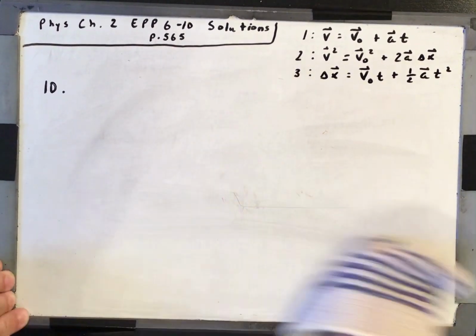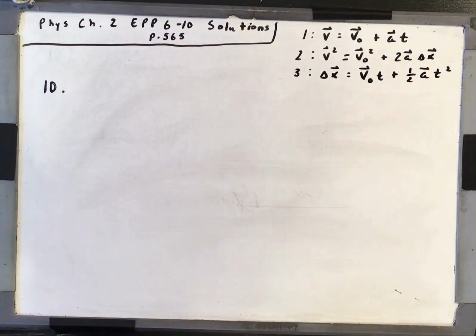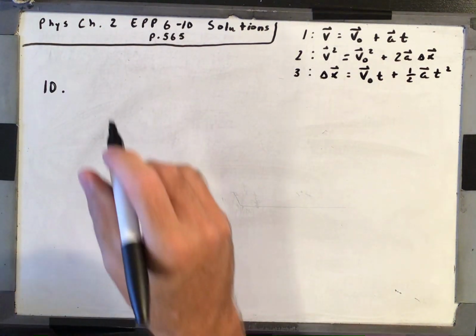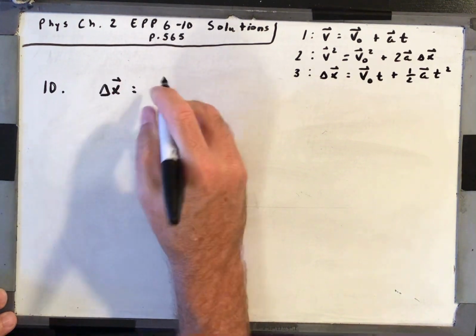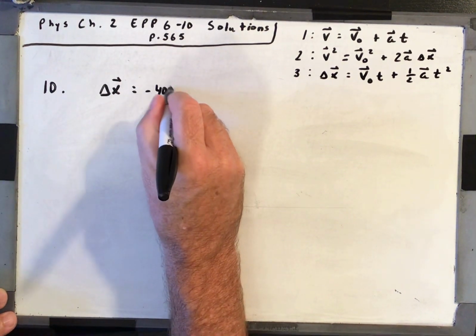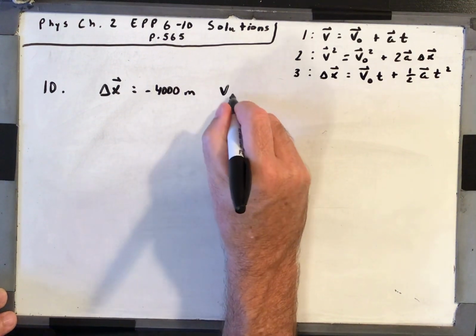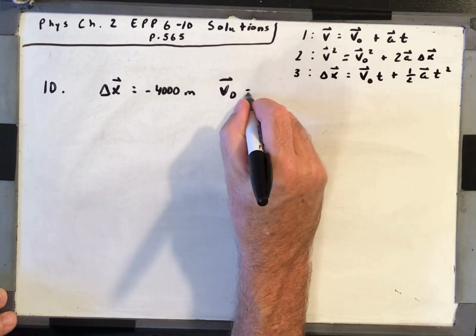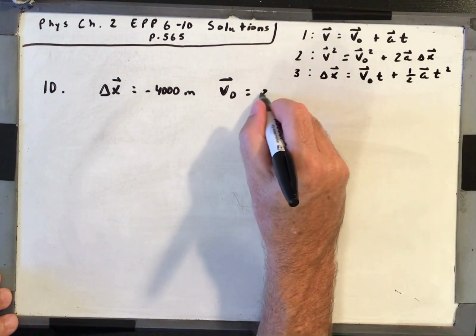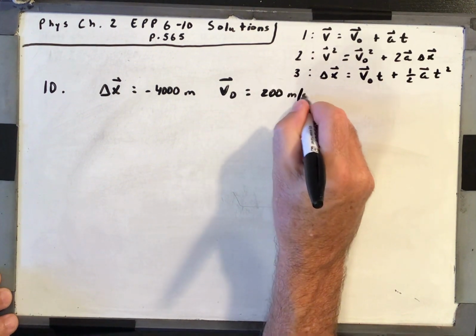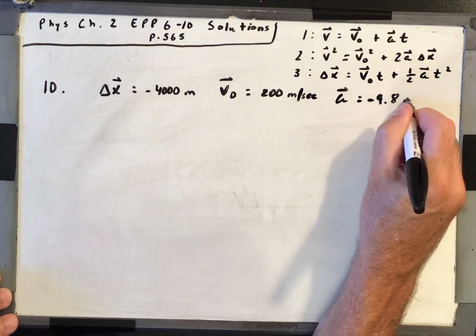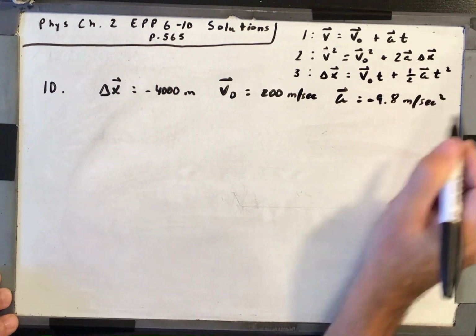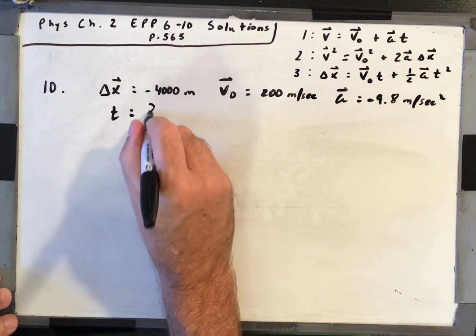So remember, I shouldn't have erased all that, but again, delta x is equal to negative 4,000. The initial velocity is equal to 200. And acceleration is negative 9.8. And then time, we don't know.